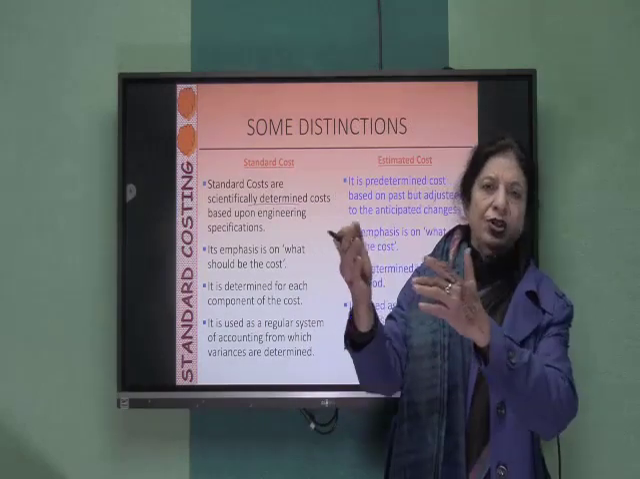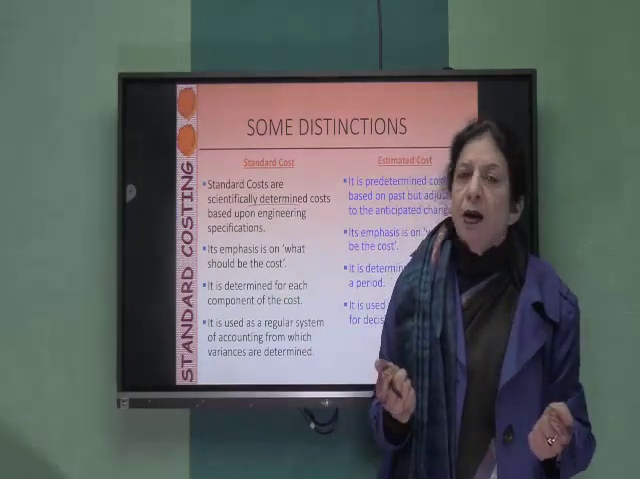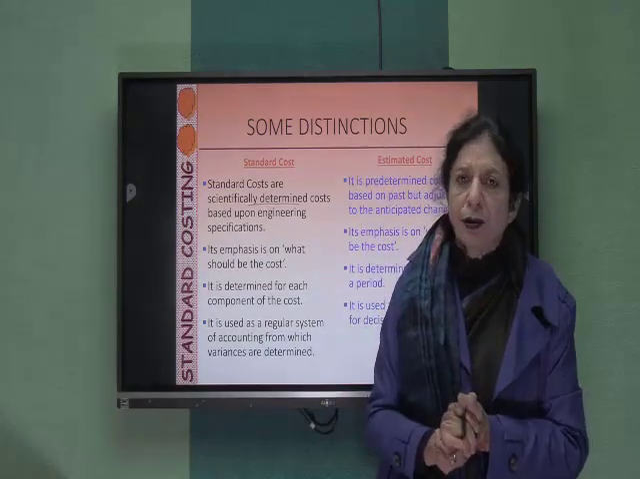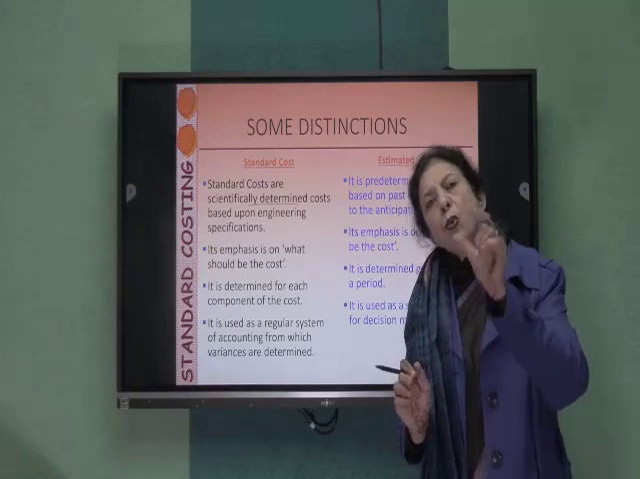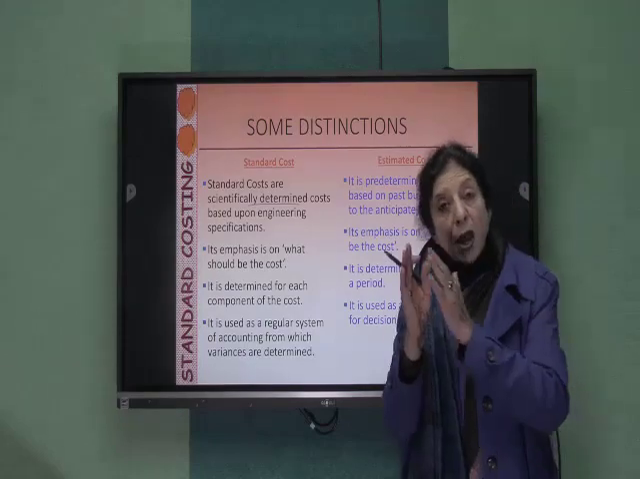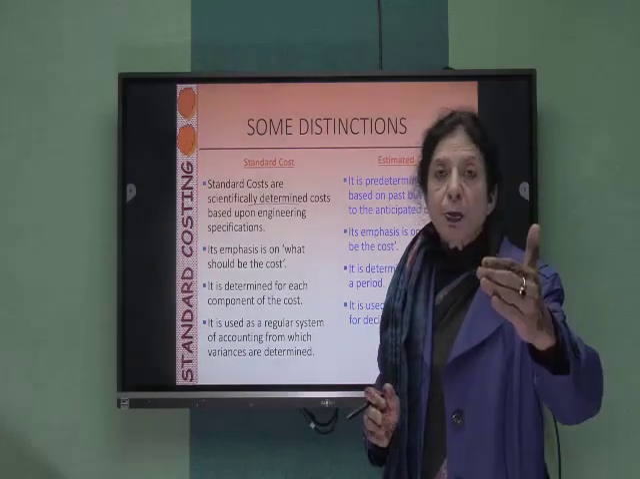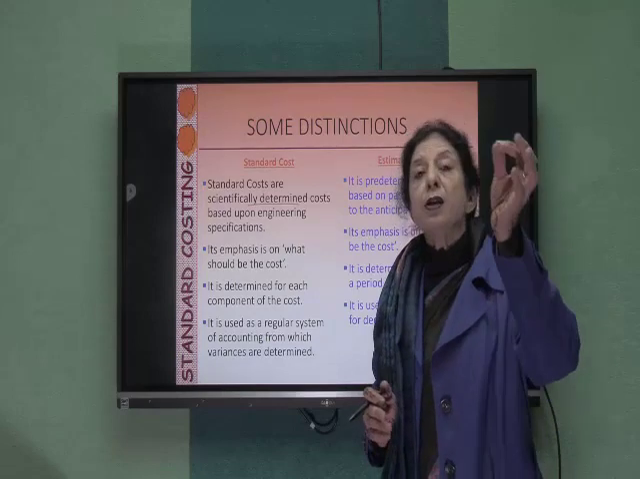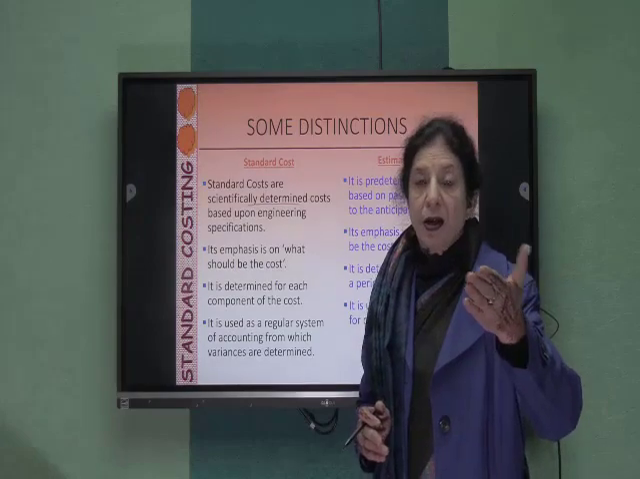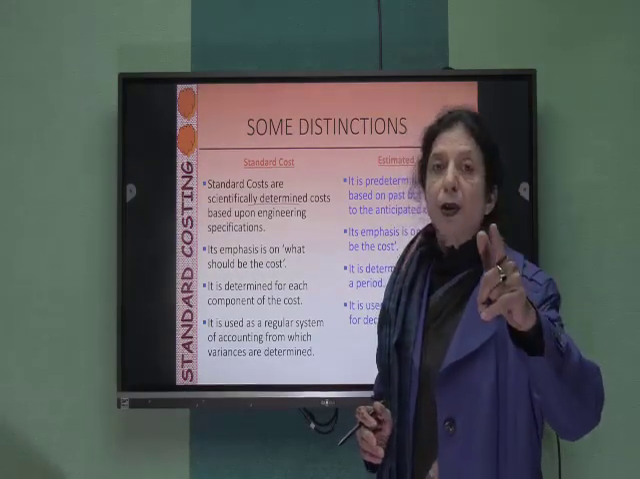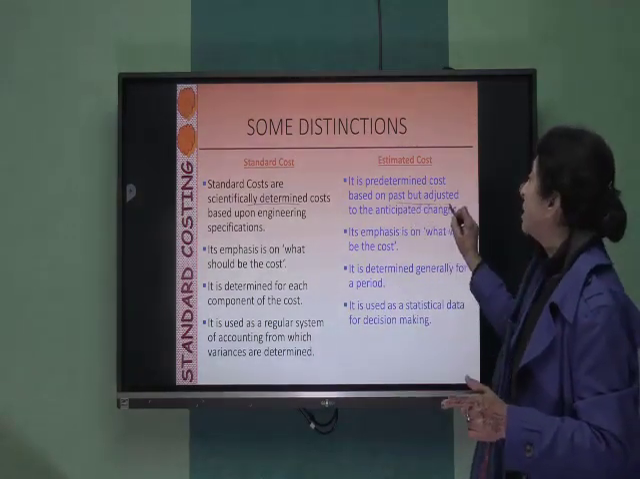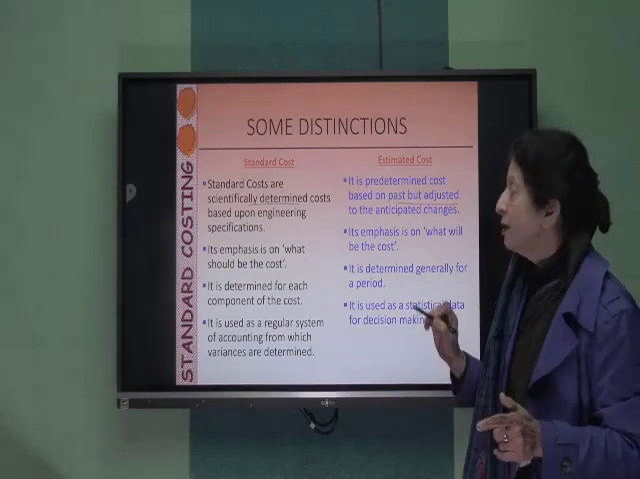That means, suppose you have to stitch one shirt. The shirt takes 2 meters of cloth and 1 meter of cloth comes at 100 rupees. That means 200 rupees worth of raw material should be consumed. But the estimated cost is on the basis of past performance: you will find out how many units of raw material you will need and at what price. The standard is scientifically proven, while the estimated is based on the past, adjusted for the future. Okay, these are the main things.